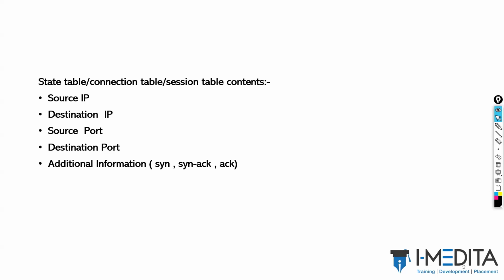Only this database, along with a flag, will be created, and the packet will be forwarded. When the reply packet comes, the firewall checks whether the traffic that went outside is now coming back in reverse. That is verified against the entry the firewall already created, and if it matches, it will be allowed.